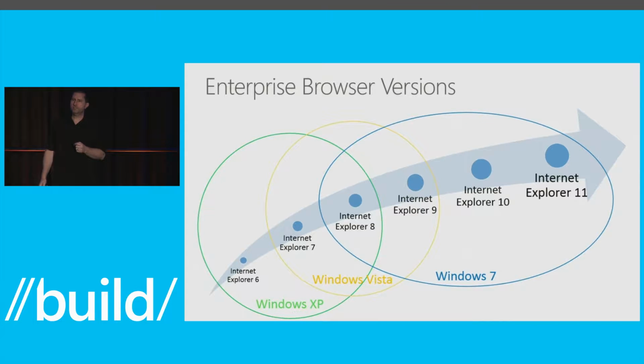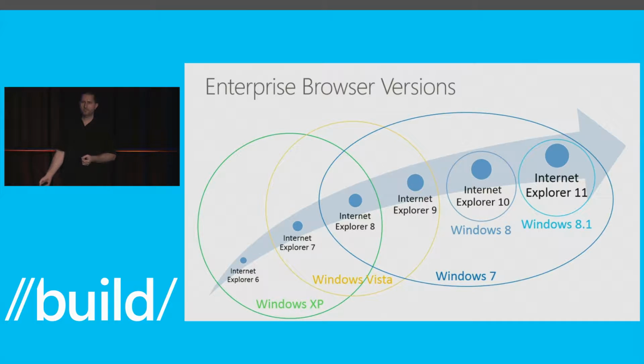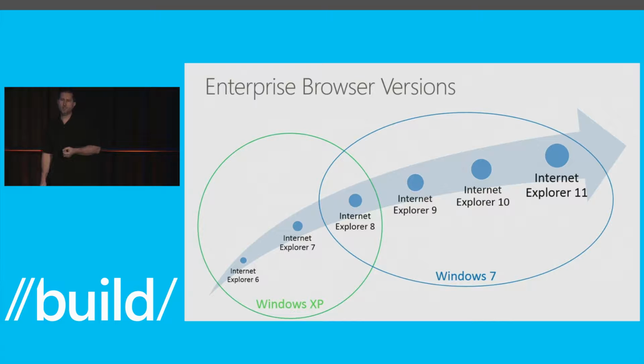Windows 7 is supported on IE8 and up. And obviously, we have Windows 8 with Internet Explorer 10, Windows 8.1 with Internet Explorer 11. But the sweet spot for a lot of our customers was Internet Explorer 8 because it was the only version of Internet Explorer that was supported on both XP and on Windows 7. So by standardizing on IE8, they didn't have to worry about web app migration.